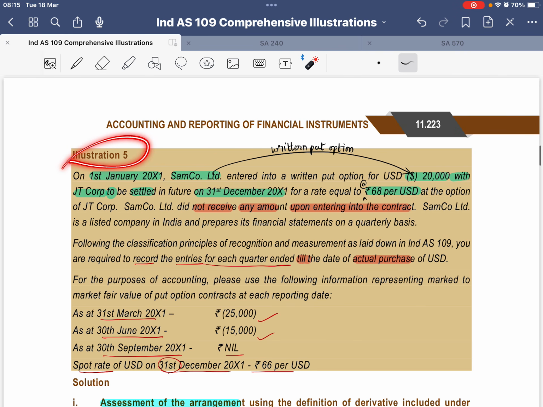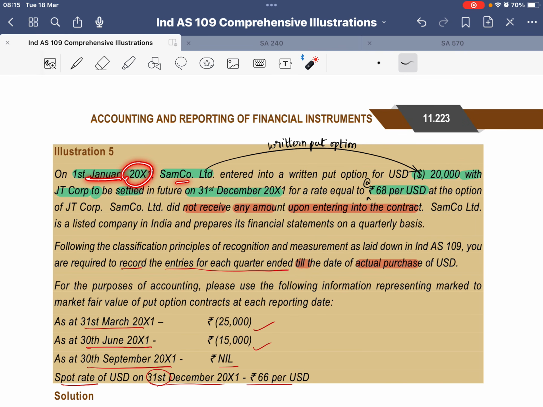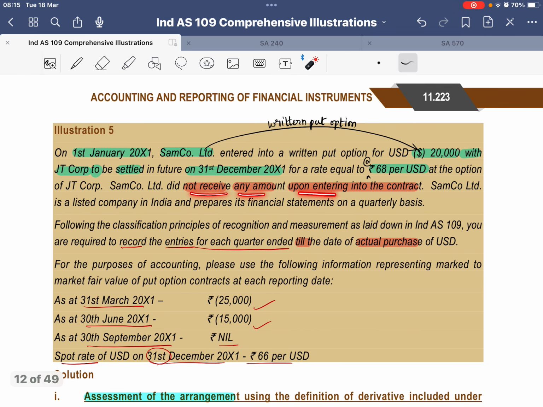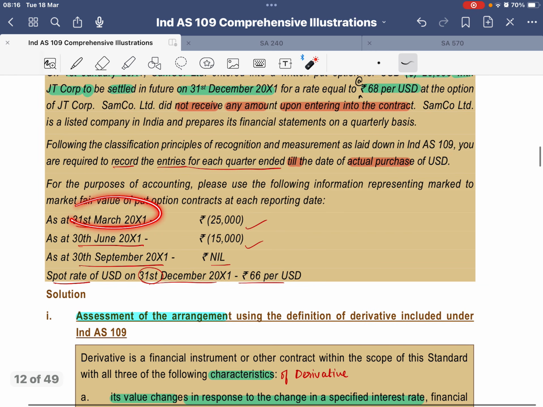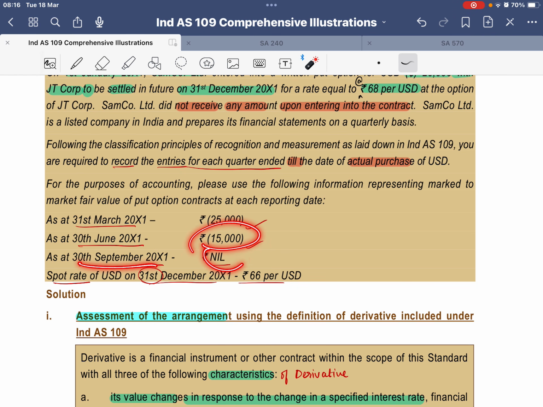Illustration 5. On 1st January 20x1, SAM Company Limited entered into a written put option of $20,000 with JT Corporation to settle on 31st December 20x1 at 68 per USD. Did not receive any amount upon entering into contract. Record entries for each quarter till actual purchase. 31st March 20x1 is 25,000 loss. On 30th June 20x1, 15,000 loss. On 30th September nil. Spot rate on 31st December 20x1 is rupees 66 per USD.